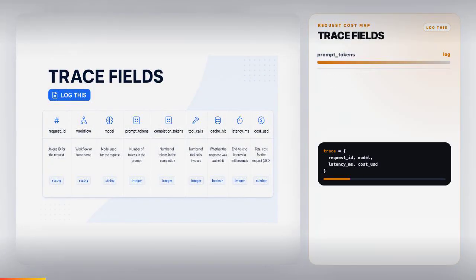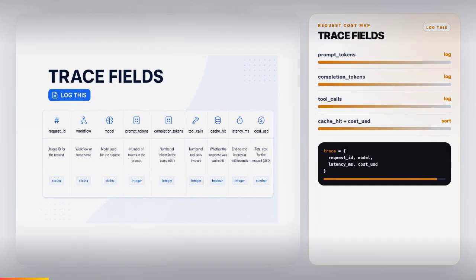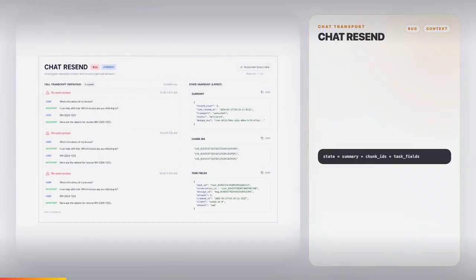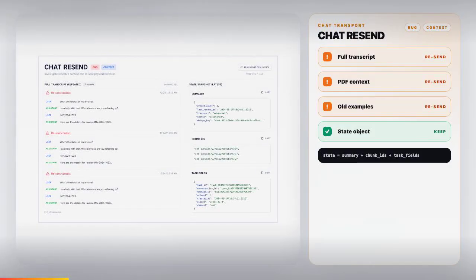First, log the fields that matter: request_ID, workflow, model, prompt tokens, completion tokens, tool calls, cache hit, latency, and cost. If that row does not exist, every cost discussion turns into guessing. The first waste bug is boring. The client resends the full chat and the same PDF every turn. Replace that with compact state, stable chunk IDs, and only the fields the next answer needs.